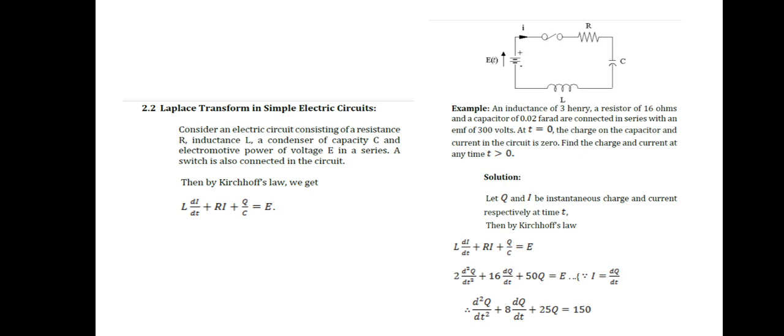Solution. Let q and i be the instantaneous charge and current respectively at time t. Then by Kirchhoff's law, applying Laplace transformation on both sides, we get L of d square q by dt square plus 8 L of dq by dt plus 25 L of q equals L of 150, where s square L of q minus s q of 0 minus q dash of 0 plus 8 (s L of q minus q of 0) plus 25 L of q equals 150 by s. We get L of q as 150 by s into (s square plus 8s plus 25).